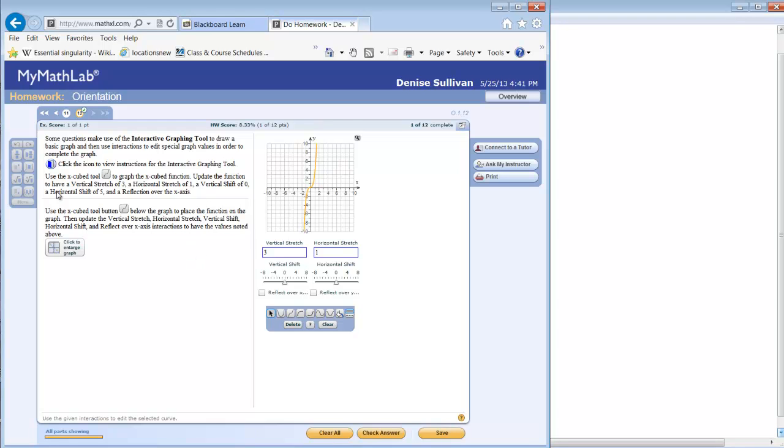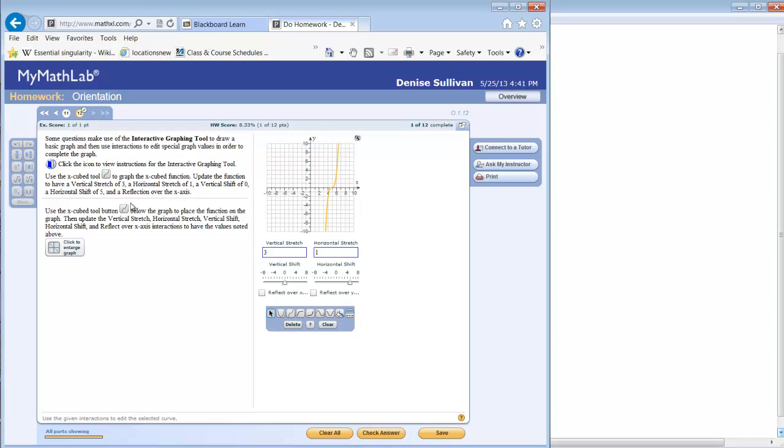And then a horizontal shift of 5. Well, horizontal goes side to side, so here's the horizontal shift slider. Move that to 5, and see how it didn't change the shape of the graph, but it did move it over 5 units.